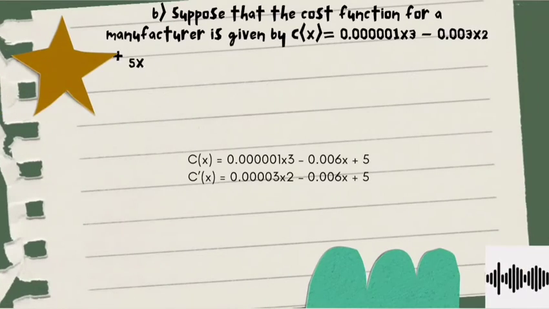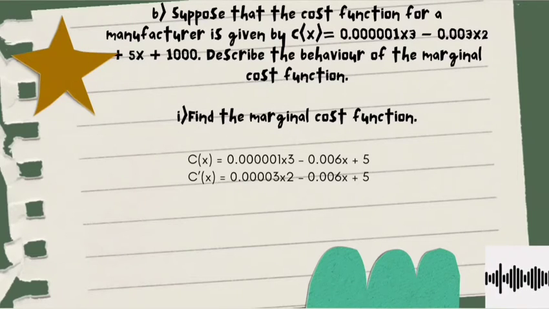For question 1b, let's have a look. Suppose that the cost function for a manufacturer is given by C(x). Describe the behavior of the marginal cost function. For question 1b Roman 1, in order to find the marginal cost function, we differentiate the cost function, and we get 0.00003x power 2 minus 0.006x plus 5.